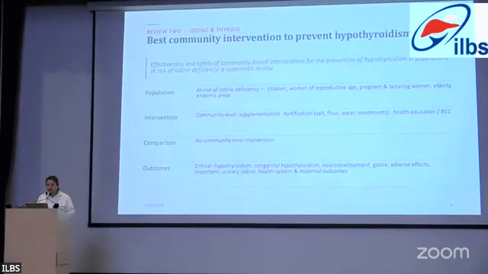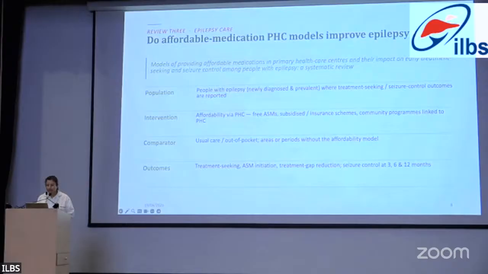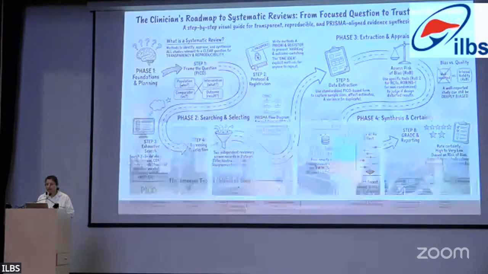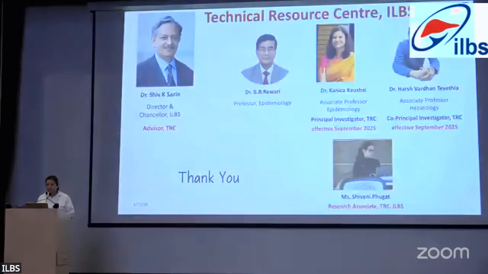These 2 PICOs, one on hypothyroidism and one on epilepsy, have been commissioned by DHR to us. This PICO has been given by DHR to conduct a systematic review on the effectiveness and safety of community-based interventions for prevention of hypothyroidism in populations at risk of iodine deficiency. This is our search strategy and PRISMA. And this one is on epilepsy care, an affordable medication PHC model, including epilepsy care. This is just a snapshot of how a systematic review is done. These are workshops from January and February. We will again try to conduct one in July, August, the next quarter, 2 of them in July.